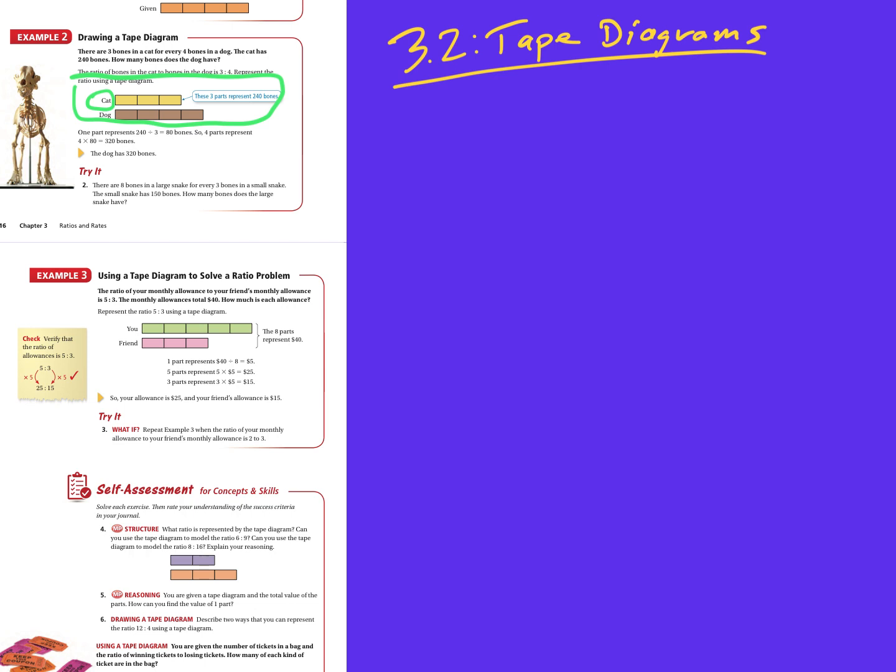So let's look at one more example here, example number 3, where we'll use the tape diagram just a little bit differently. So it says the ratio of your monthly allowance to your friend's monthly allowance is 5 to 3. So lucky you if you get allowances, but allowance would be an amount of money your parents give you if you're not aware. So 5 to 3.